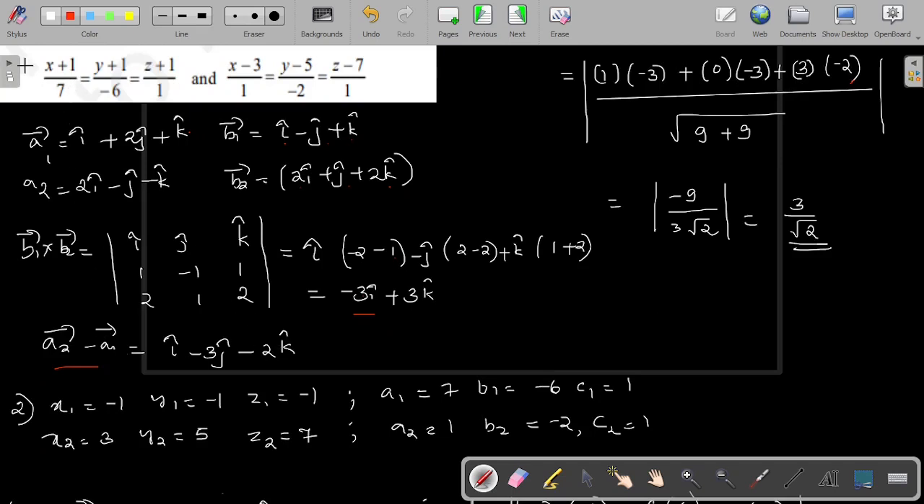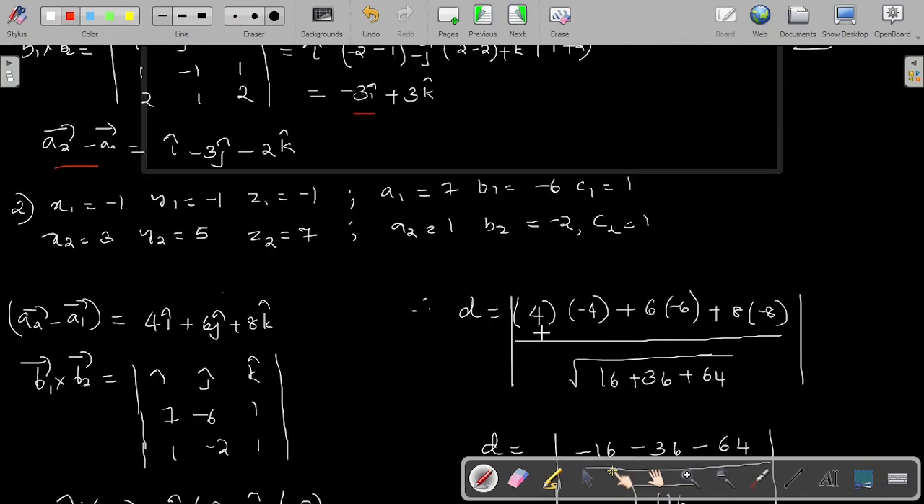So first you write what is x1, y1, z1. So x minus x1, so it is x minus of minus 1. So x1 is minus 1, y1 is minus 1, z1 is minus 1. Similarly for the second line, x2 is 3, y2 is 5, z2 is 7, because it is already in x minus x1 form. Next, a1, b1, c1: 7, minus 6, 1. a2, b2, c2: that is 1, minus 2, 1.